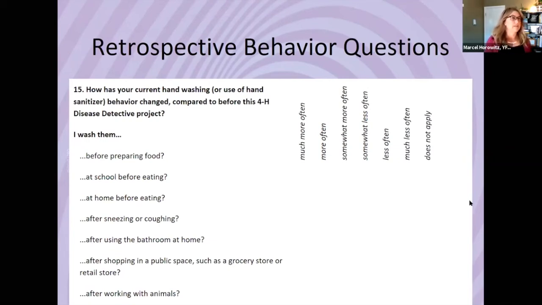So looking at since the beginning of the program, were they more likely to wash their hands under these different scenarios? We would typically see, right, people know they should wash their hands after using a restroom, but maybe after going to a grocery store, that's sort of a new behavior for people to adopt. Were they likely to do that after coughing or sneezing? You know, they're in school, they can't get up and wash their hands a lot of times, so that might be a new behavior. So are they more likely to do that now at the end of the program?